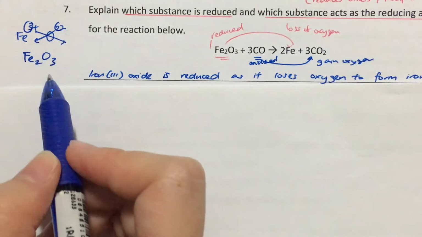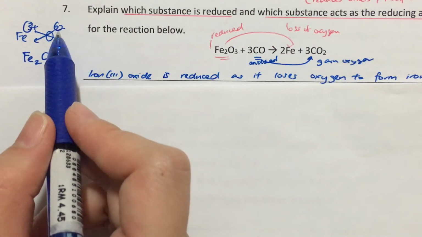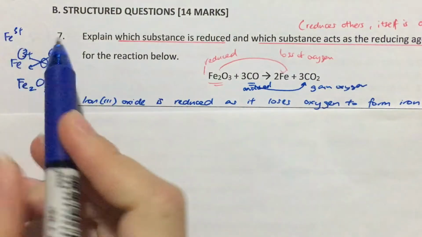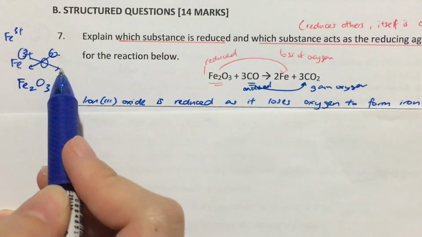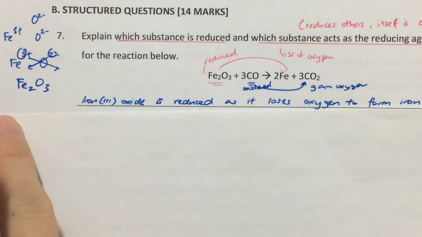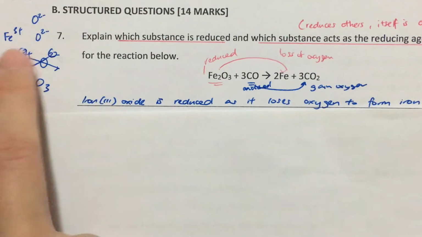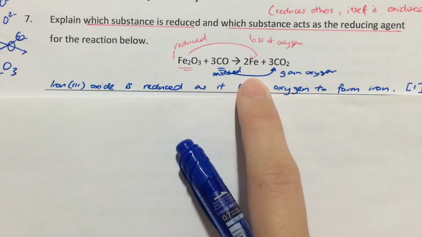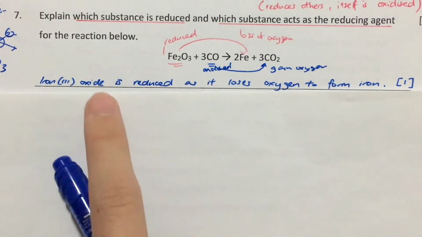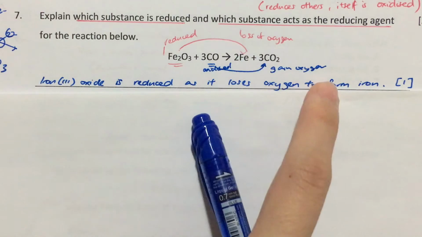For it to have the formula Fe2O3, the charge has to be Fe3+ and O2-. The other way to look at it is to balance the charges: I will need 2 Fe3+ and 3 O2-, which is where we get Fe2O3. So therefore, it is iron 3 oxide because the 3 stands for the 3+. Of course, you could write the chemical formula as well, Fe2O3, that is fine. So iron 3 oxide is reduced. The reason is because it loses oxygen to form iron.